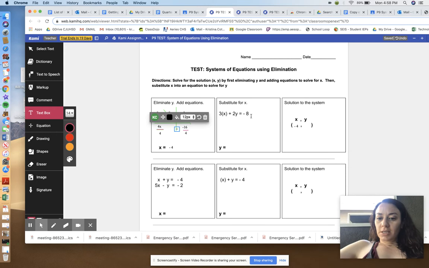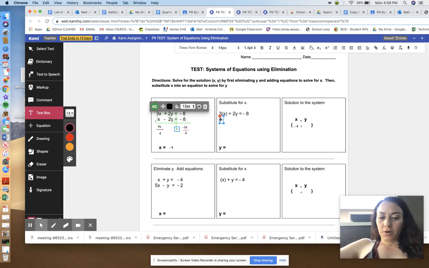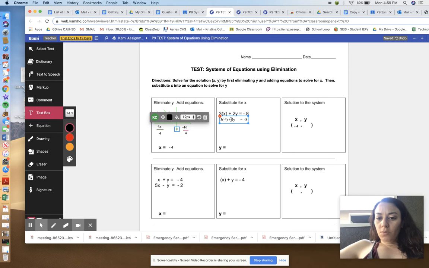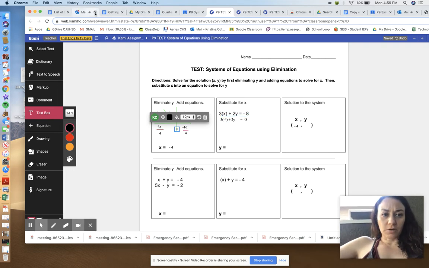Now the question is, how do I get y? What I need to do now is put -4 in the place of x. So I'm going to say 3 times -4, in parentheses, sorry. Good. Plus 2y. And I'm just going to line them up. Equals -8. All right. So now what I have is pretty much an equation that I have to solve for y. Turn this off really quick. Okay.